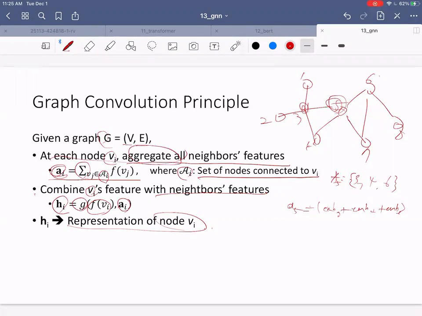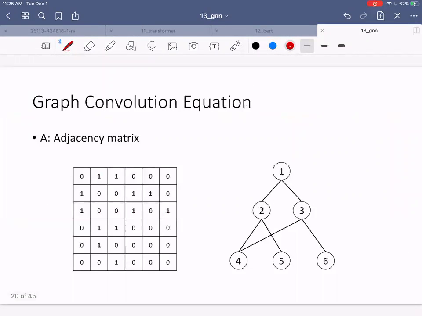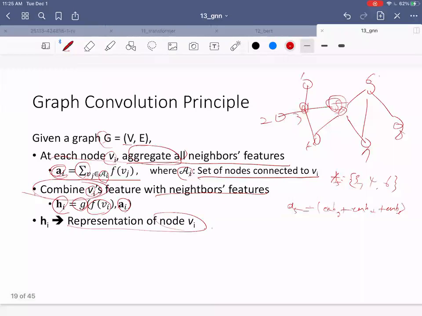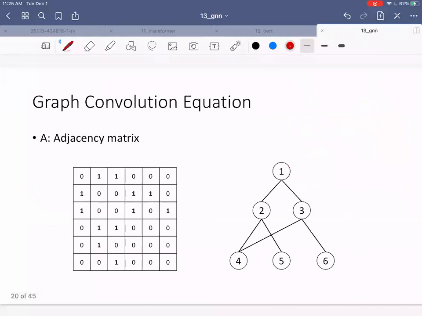Aggregate and then combine. So let's take a look at it in a more linear algebra flavor. How you want to do it in a matrix style is, first of all, in order to aggregate your neighbor features, you need to know which node is connected to which. The connection information, or the graphical structure information, is usually represented as an adjacency matrix.